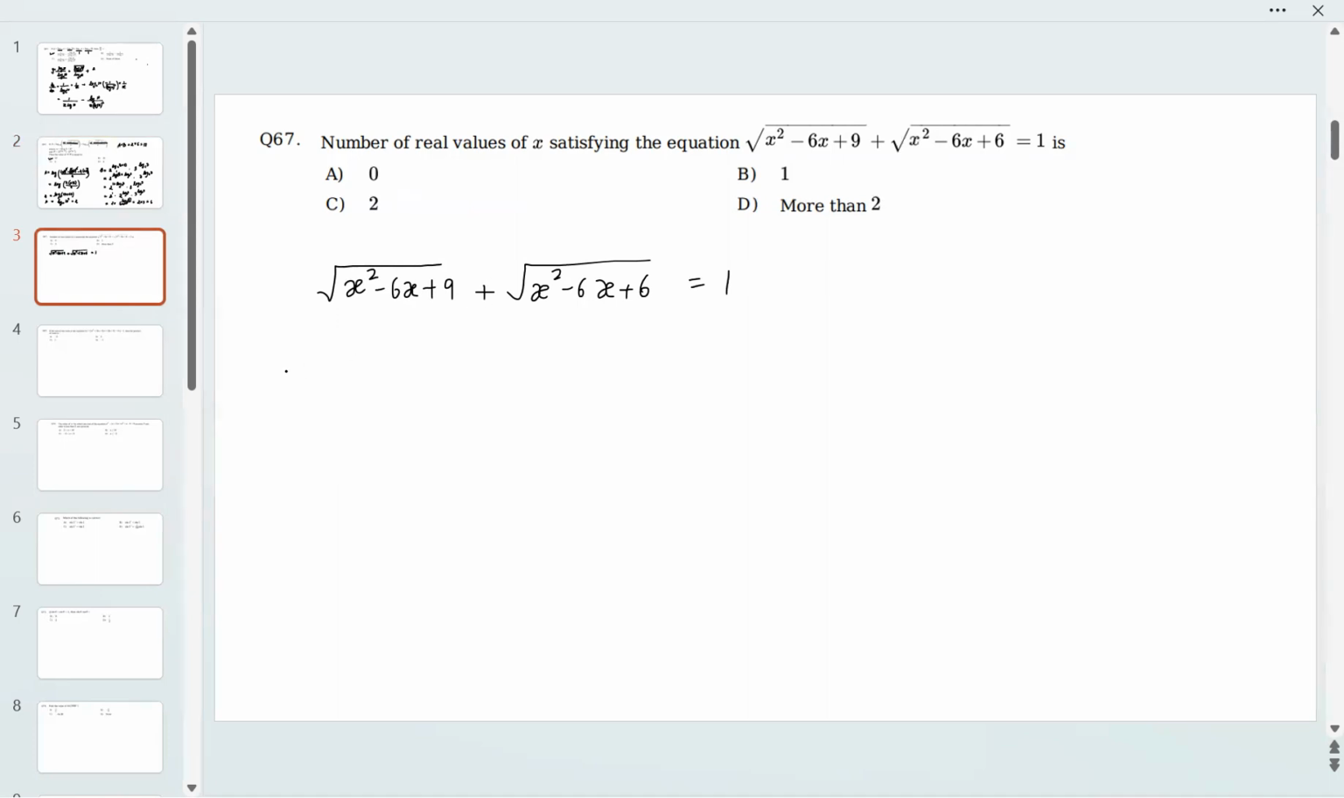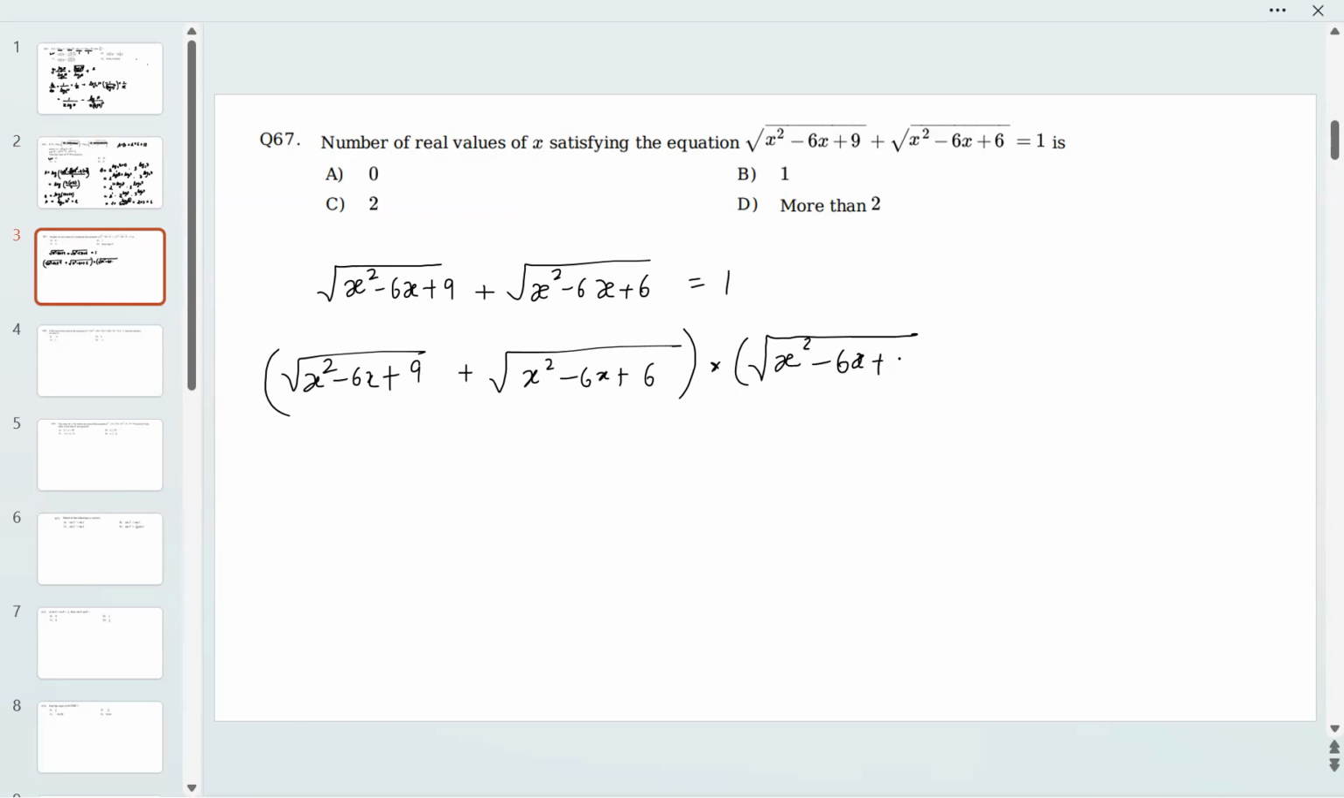Now, please note this, square root of x square minus 6x plus 9 plus square root of x square minus 6x plus 6, into its rationalizing factor, meaning its conjugate, square root of x square minus 6x plus 9 minus square root of x square minus 6x plus 6. Can you tell me what it will be?